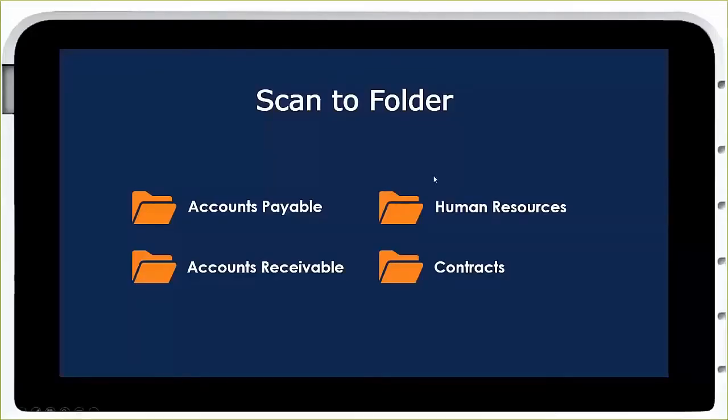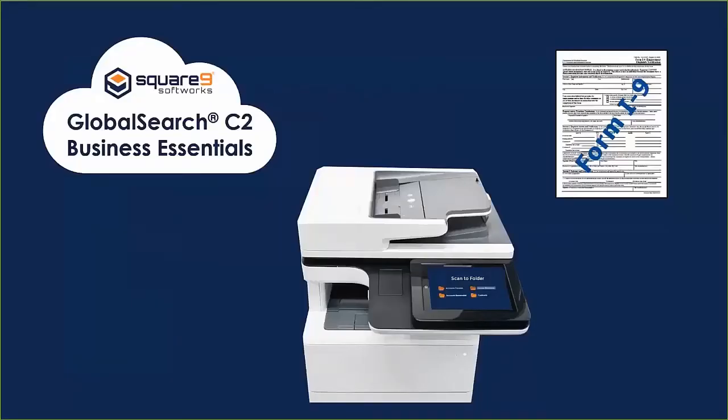Now, you may also want to bring documents in from a multifunction device. Here we're simulating the front panel of a multifunction printer that has scan capabilities. So in addition to a desktop scanner, you could walk up to a multifunction printer, select the human resources location perhaps, and maybe you're scanning an I-9.